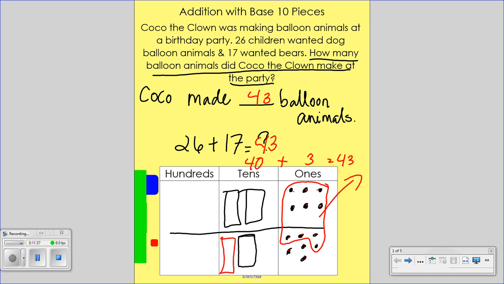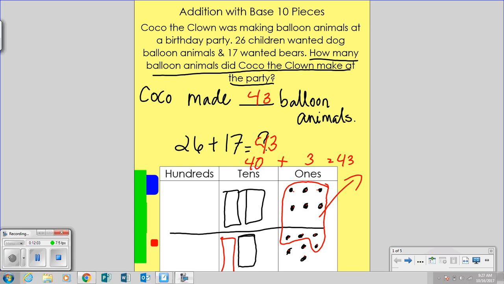Does that sound like something a human could do? I didn't say he made 4 million. I didn't say he made 0. Is my answer reasonable? Yes. Does it make sense with the problem? Yes. That makes sense? Happy? Go ahead and add that to your answer sentence.